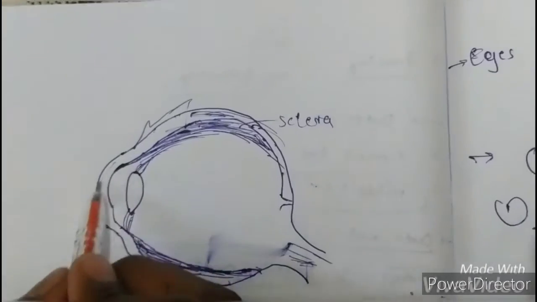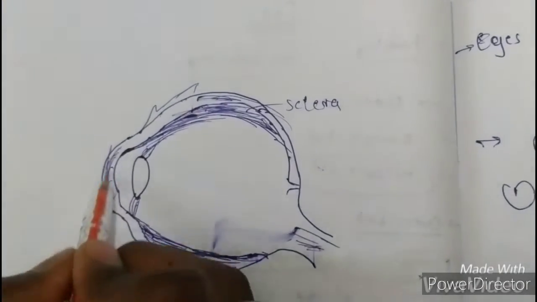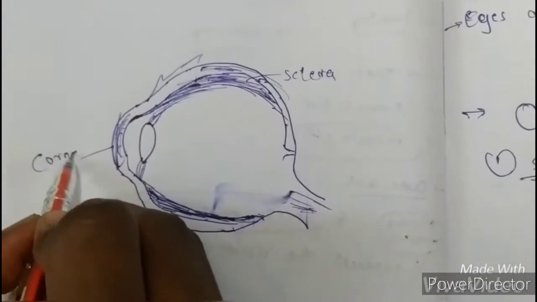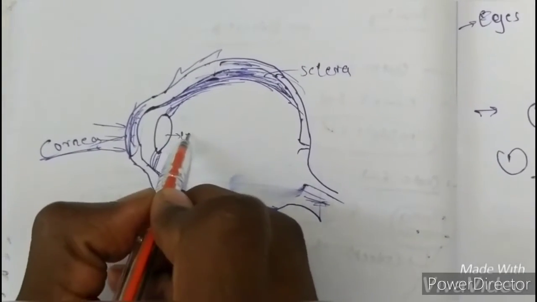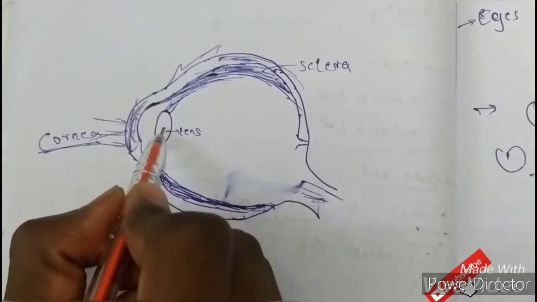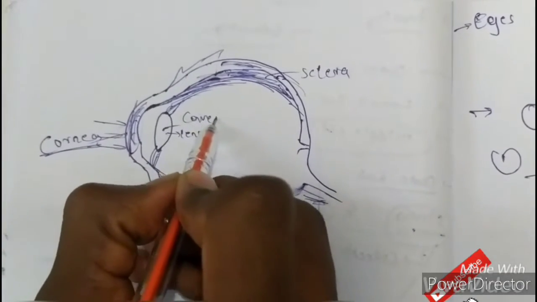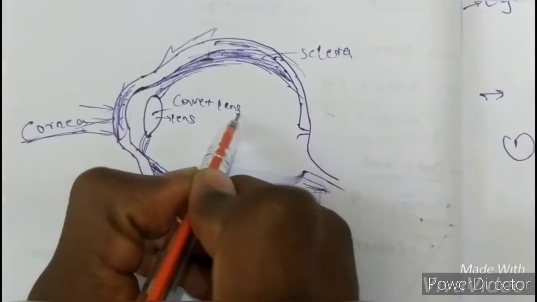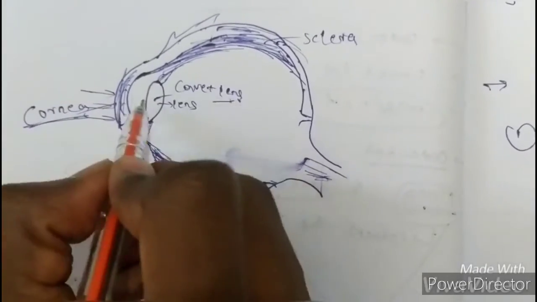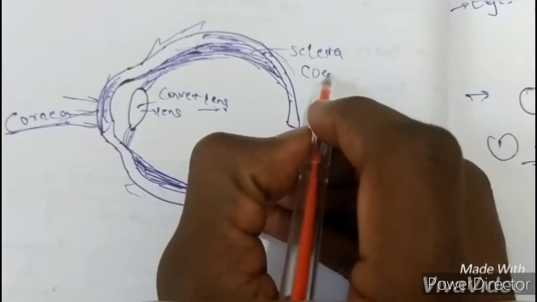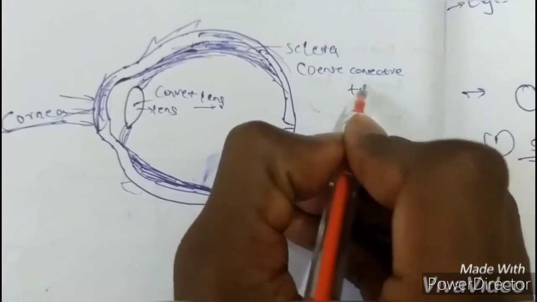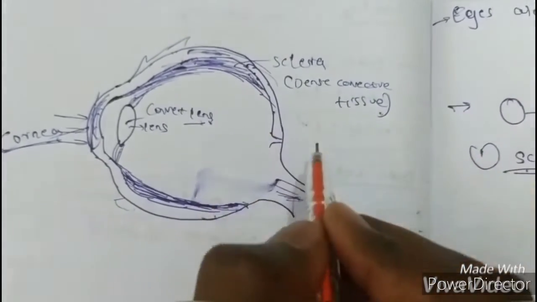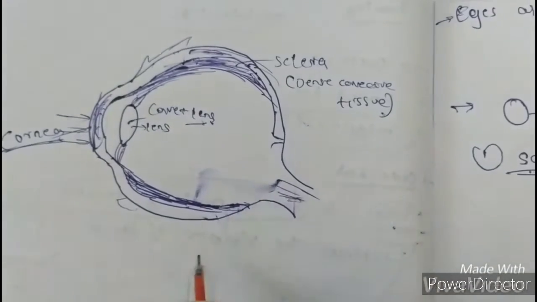The anterior portion of this is called cornea. Cornea is transparent, where light rays enter. This is the lens. The lens in the human eye is a convex lens. And the sclera is made up of dense connective tissue, as I already said. And we have the middle layer.